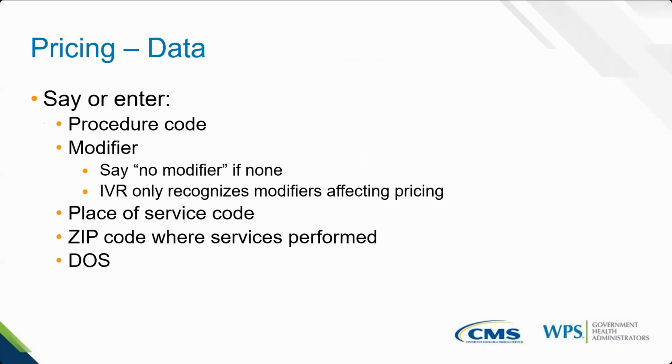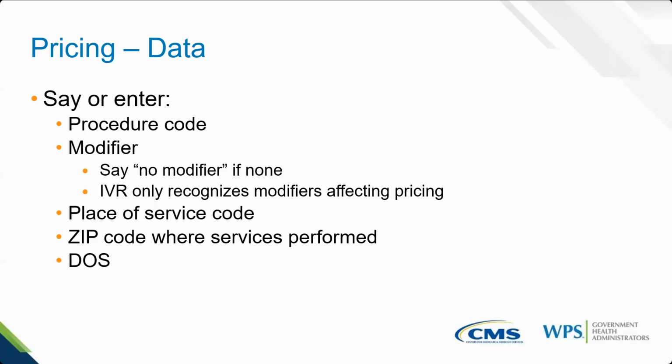So the next function of the IVR that we're going to examine in this session is called pricing. Users will need the elements that you see listed here. So you're going to need the procedure code, the modifier, if you've used one. If you didn't, you can say no modifier. It is important to note, though, that the IVR will only recognize modifiers that affect pricing. There are a few of them listed in the IVR operating guide. We'll look at that in just a minute.